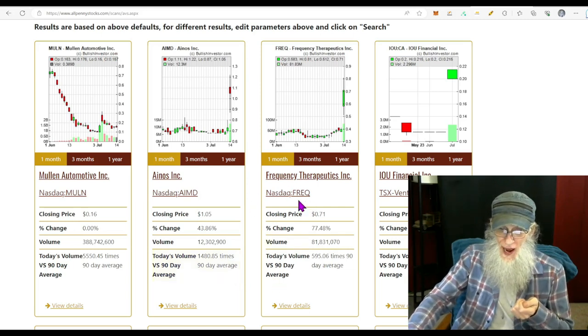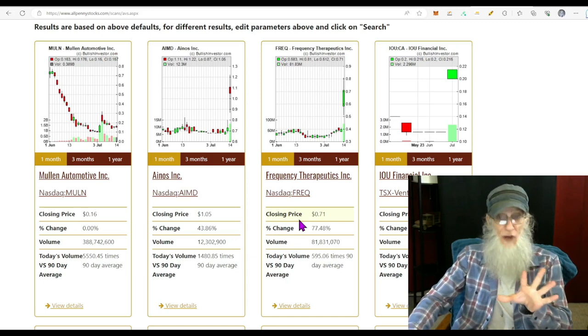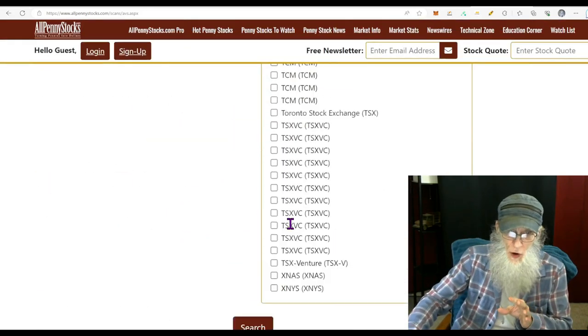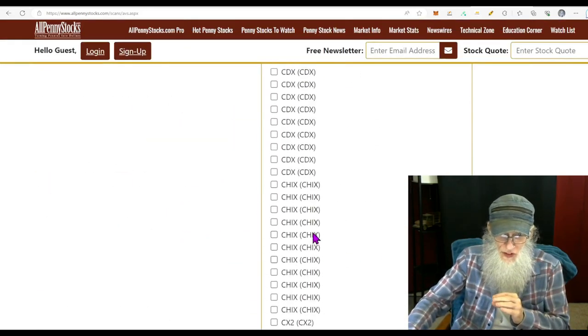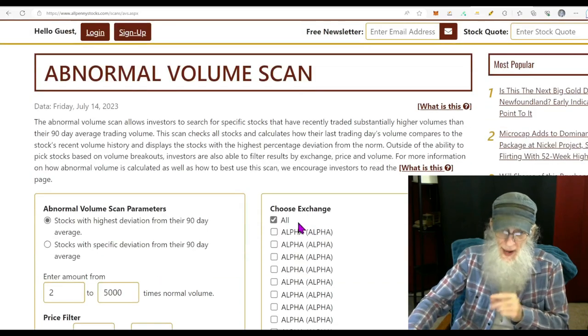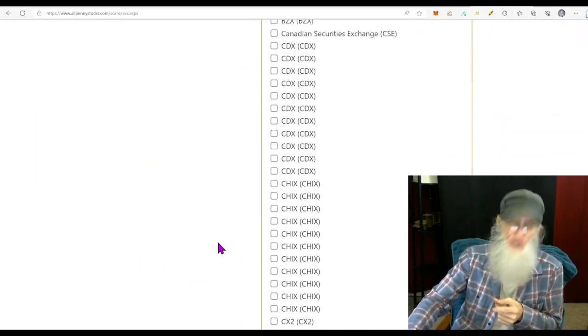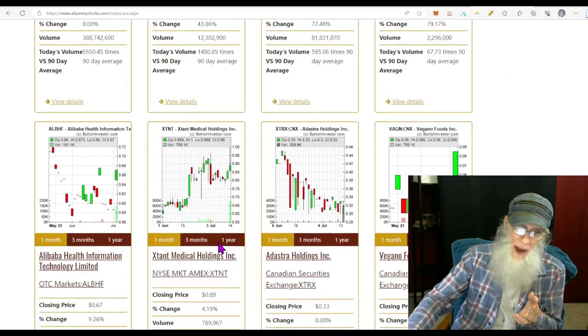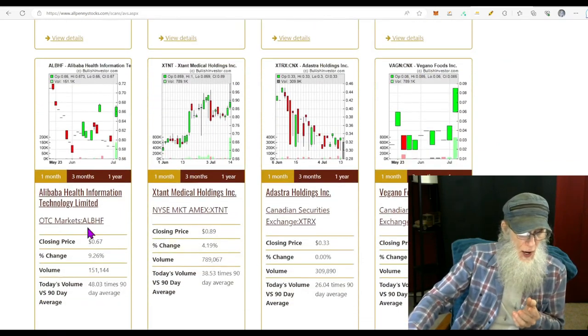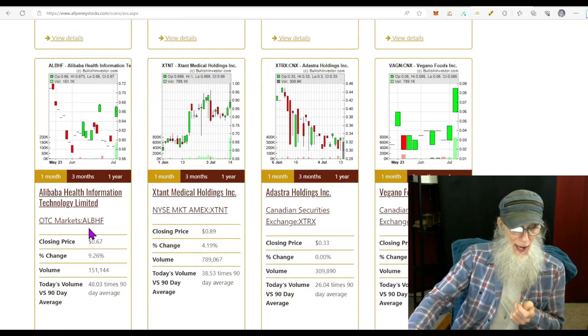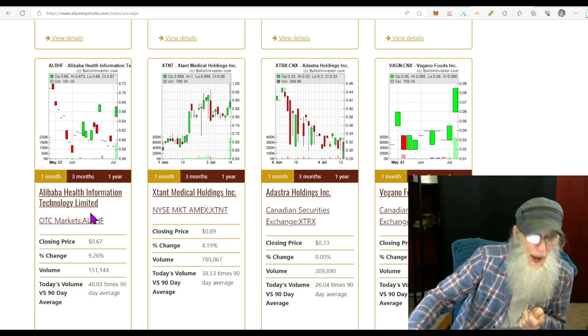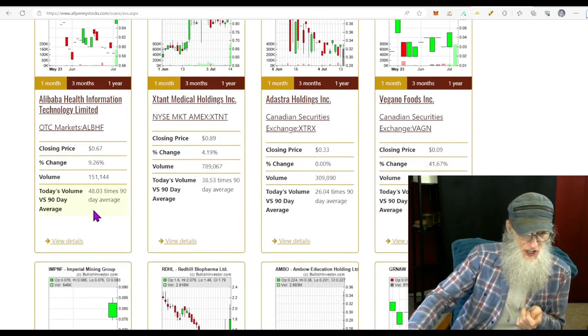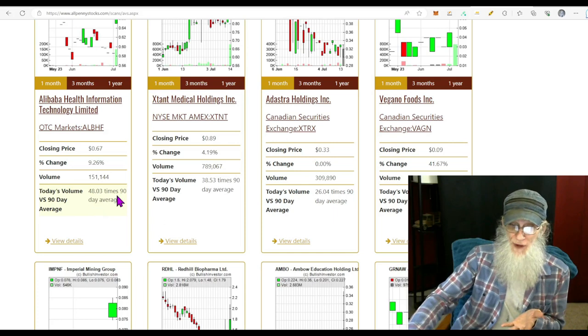Frequency on the NASDAQ. They do have penny stocks on the OTC here. Don't think they don't. That's what all this is about. I do believe this says all up at the top. Yeah, see, we've chosen all exchanges, so we will get stocks from every single market down here. Let's see if we got in. There's Alibaba Health Information. She did 48 times her normal volume today.